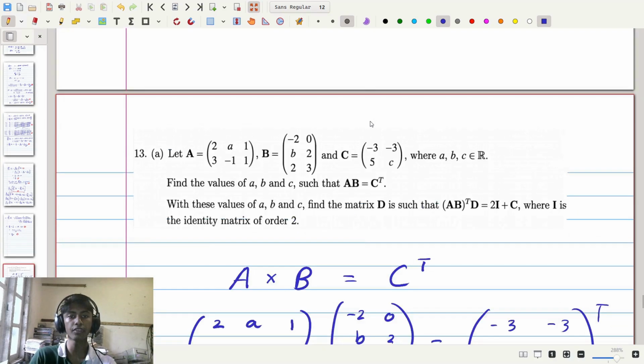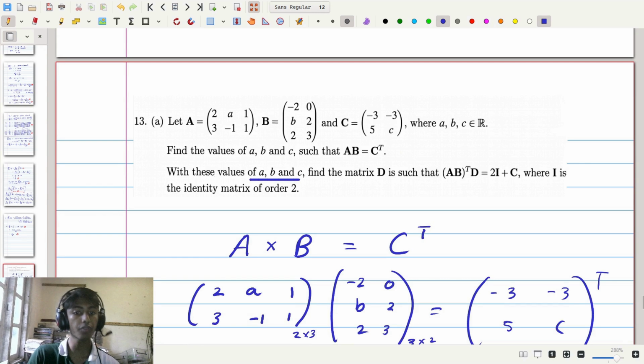Now after that, the question then says, with these values of A, B, and C, find the matrix D such that (A matrix times B matrix) whole thing transposed times D matrix is equal to 2I matrix plus C, where I matrix is the identity matrix of order 2.